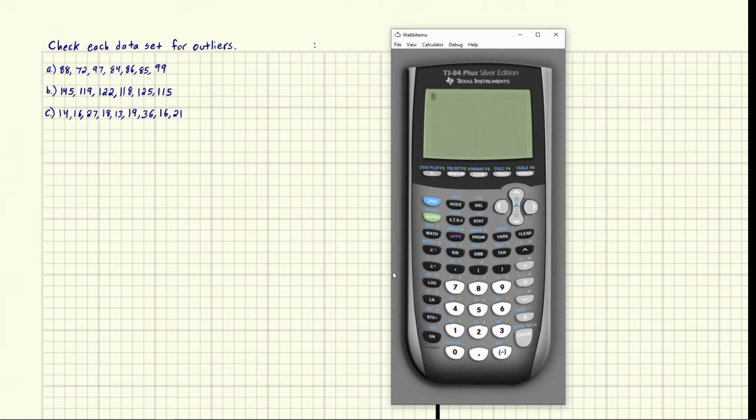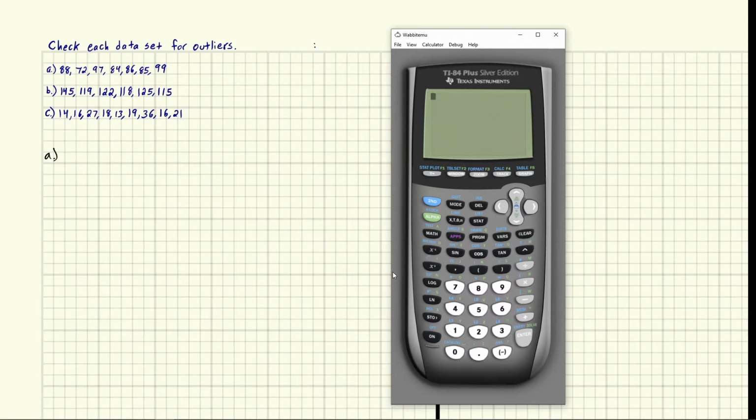Eric Burgess here. We were told to check each data set for outliers. We're given 3 data sets, and in order to check data sets for outliers, we need to have the interquartile range in order to determine the fences that would tell us if there's an outlier or not. So let's go ahead and do A first.